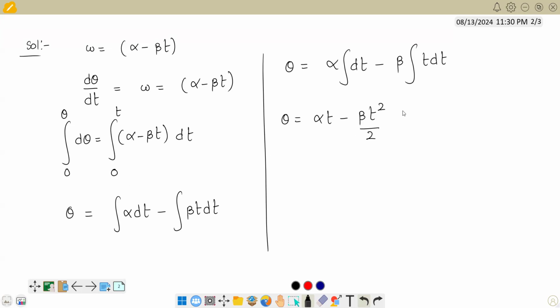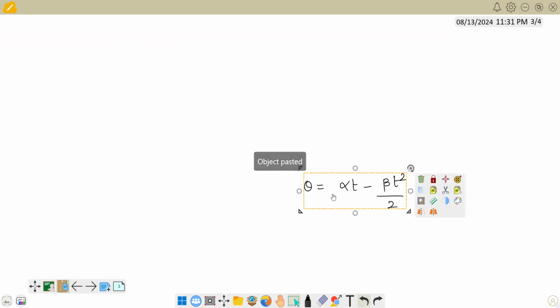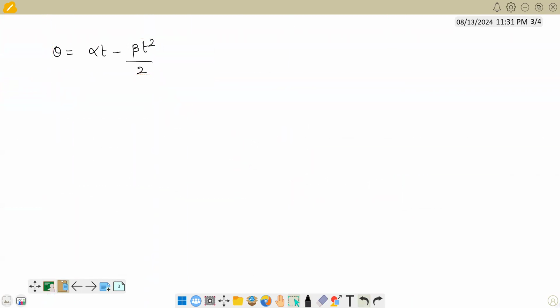So finally we got this value. Even if you substitute 0 to t, you'll get the same expression. So basically we got theta equals alpha t minus beta t square by 2. Let me take it to the next slide. So this is the expression for theta we got.